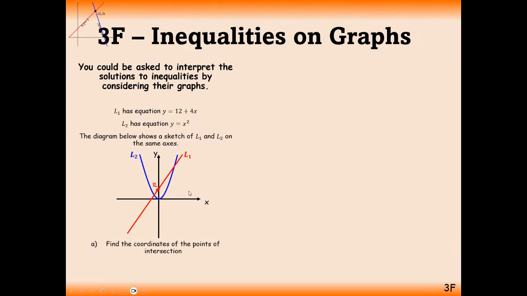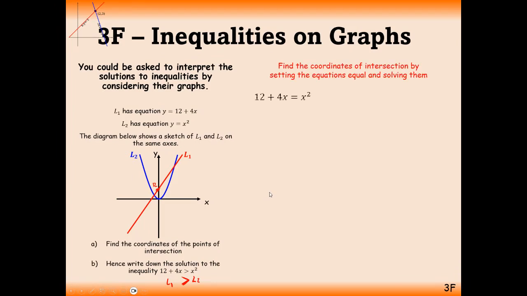Now, part A is saying find the coordinates of the intersection points, and hence write for which values x squared is less than 12 plus 4x. That's just saying line 2 is less than line 1. That means the values of x. Let's just focus on part A first and find the coordinates of intersection, because that would help us to talk about part B later.